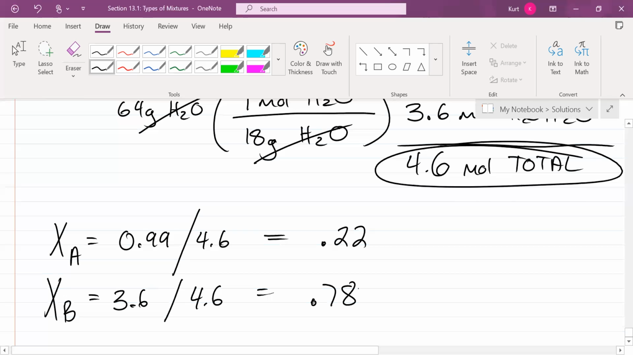So out of 1 whole of water and hydrochloric acid in the amounts that we were given, about 78% of it is water. 22% of it is going to be the hydrochloric acid. This is how you do mole fractions. It's just doing the part over the whole. So an addition and then division.